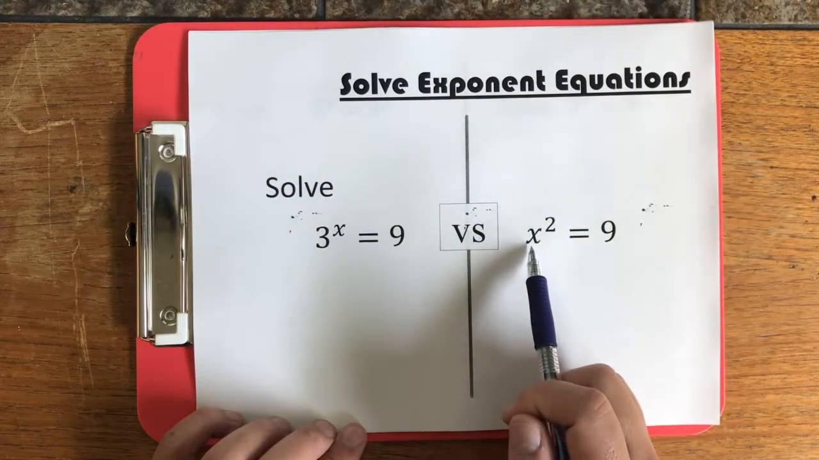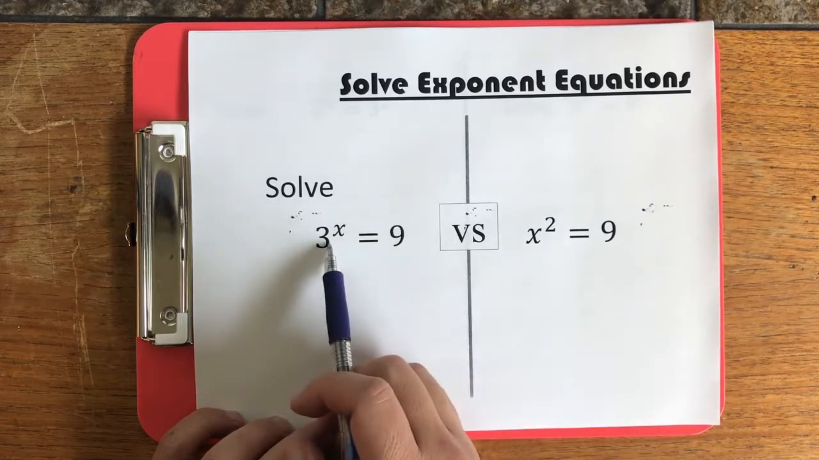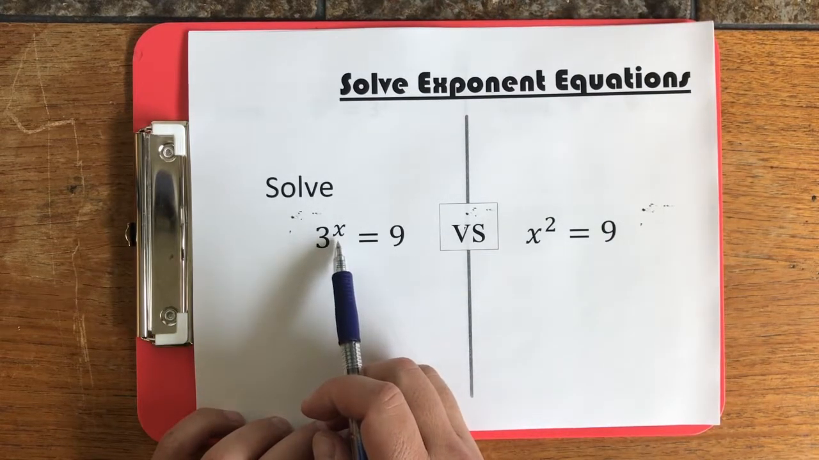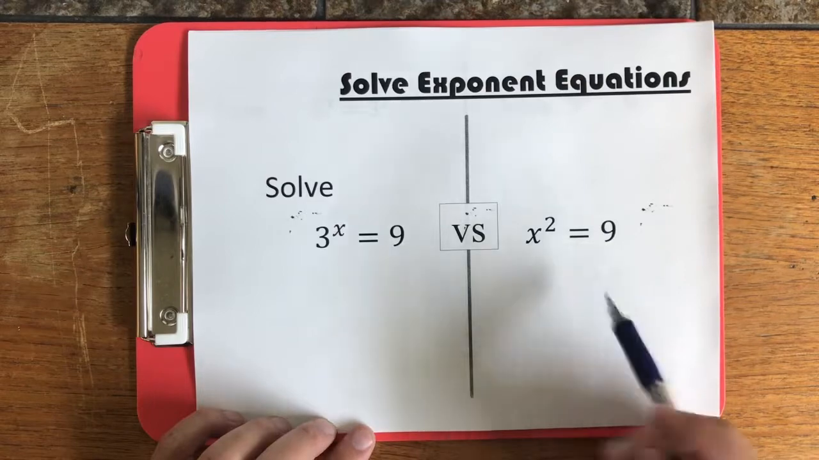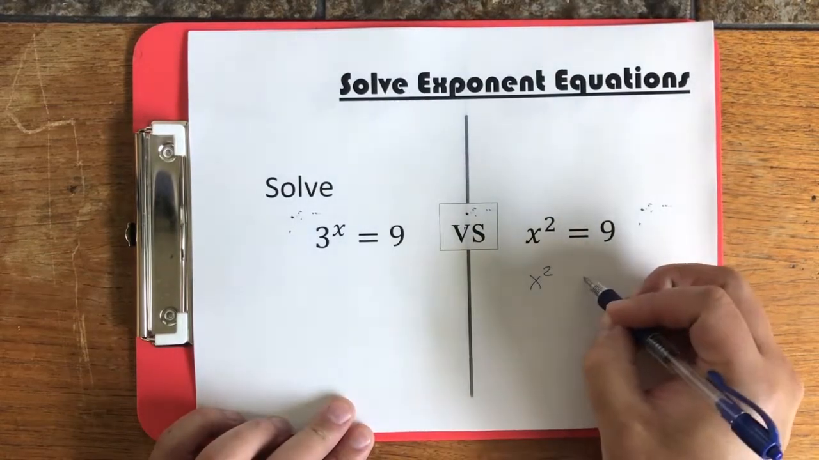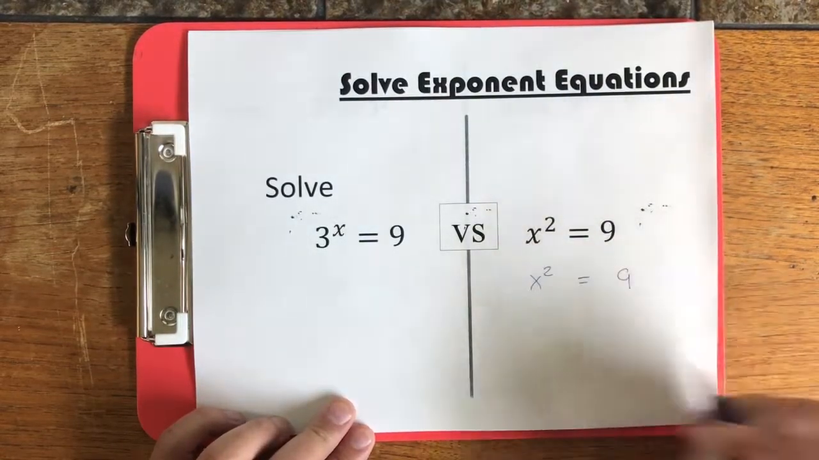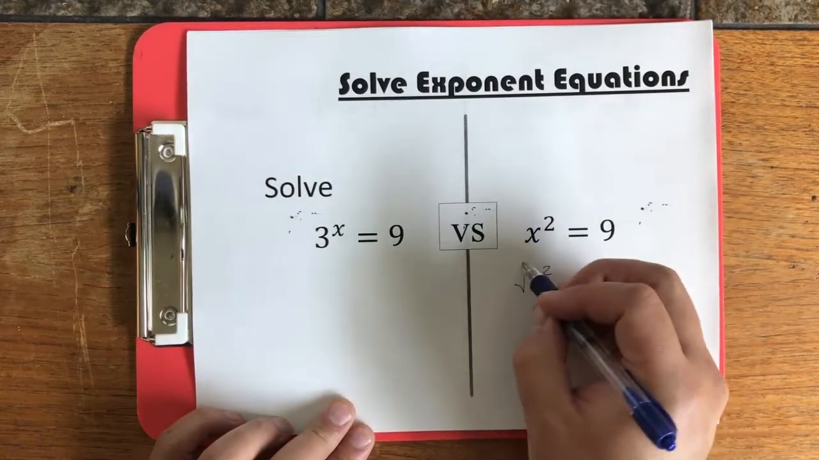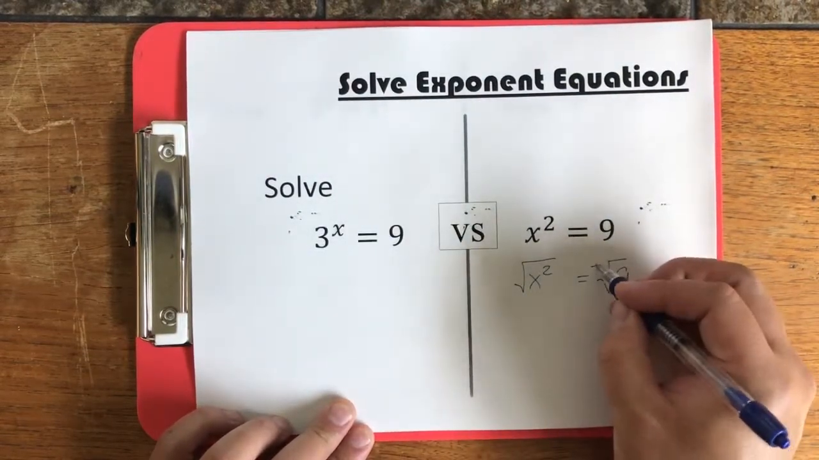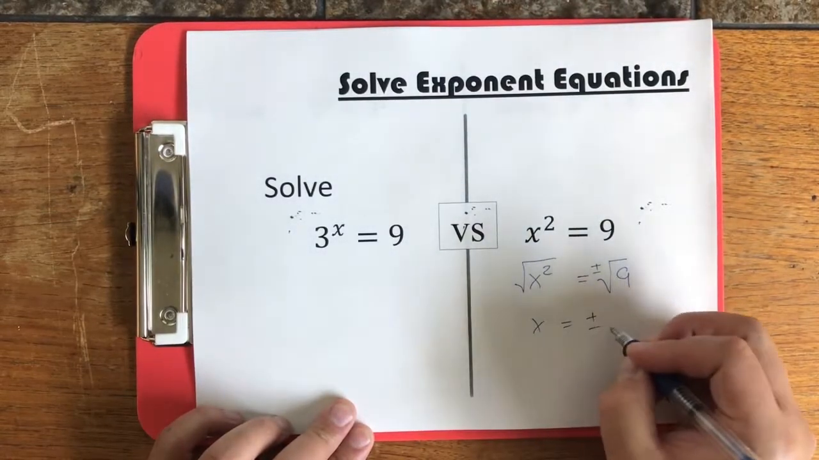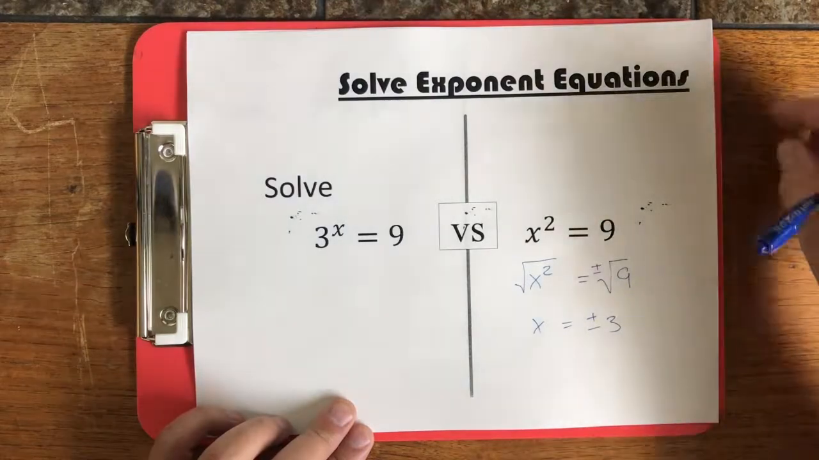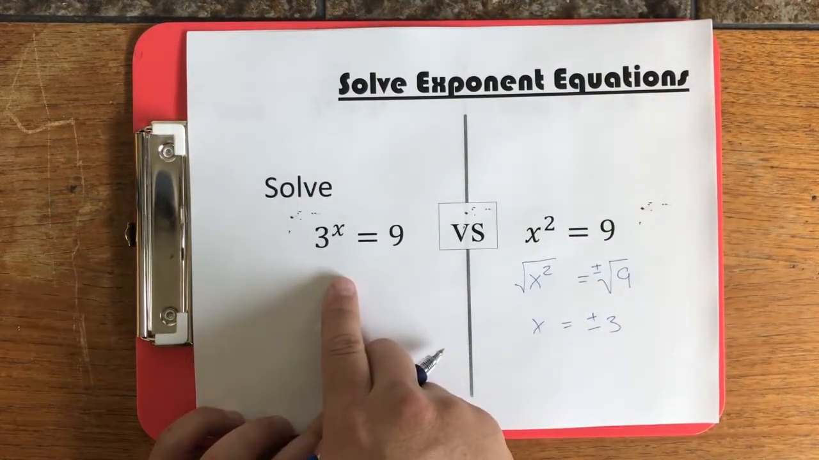Previously, we solved problems that had an x in the base of the exponent. In these new problems, we're going to solve problems that have a variable in the exponent. The way we solved these problems previously was, in order to get rid of a square, we square rooted both sides. When we square rooted both sides, we also added a plus and minus, and then we got x is equal to plus or minus 3. Now, we're going to approach these exponent problems in a different way.